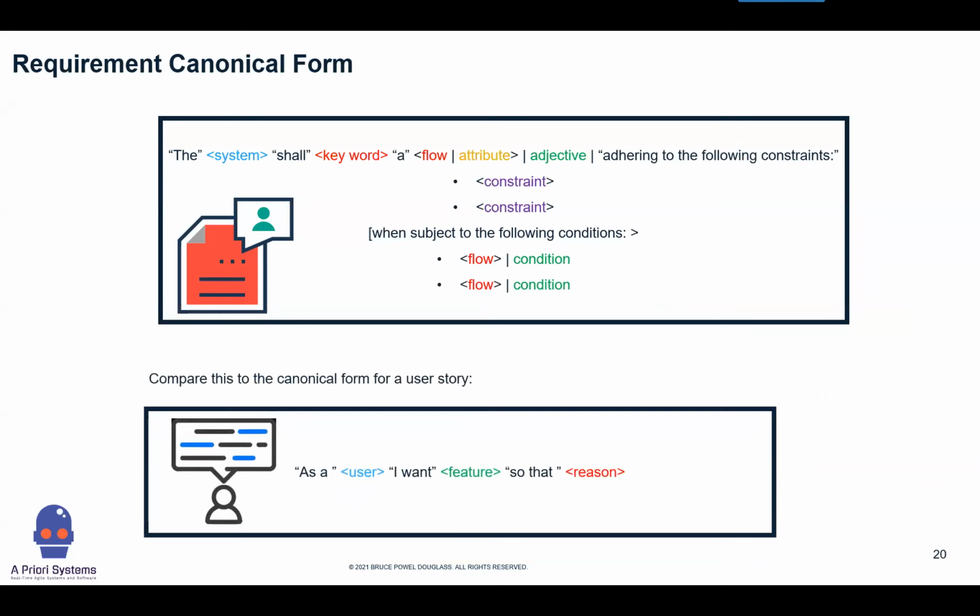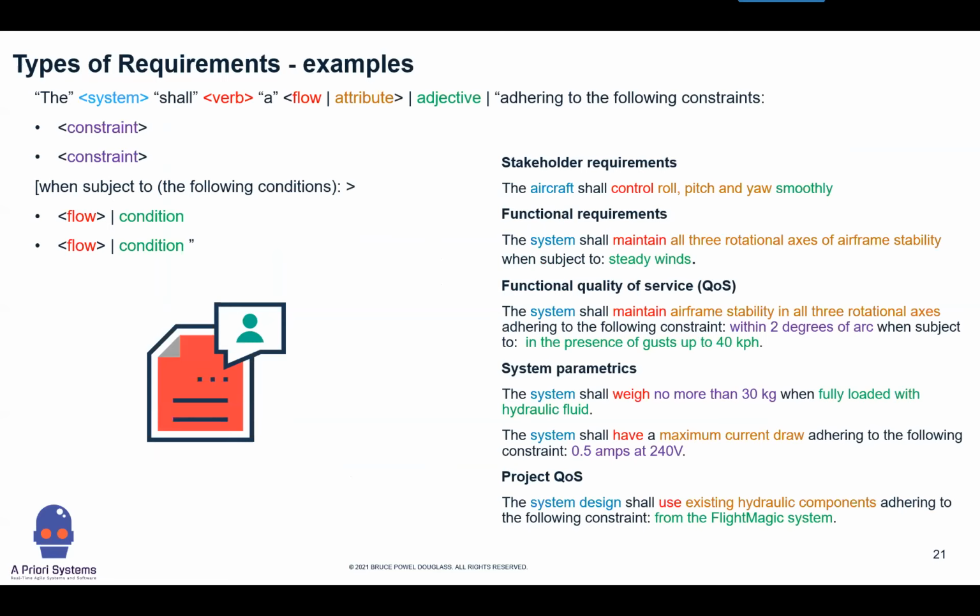So there's a kind of a canonical form for requirements. The system shall, followed by some sort of verb phrase. And then they talk about adjective flows or attributes with constraints under some conditions. That's sort of a canonical form. And that's similar to the canonical form for a user story, but a little bit more elaborate. So we can think about some examples here.